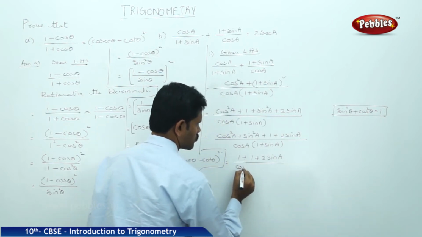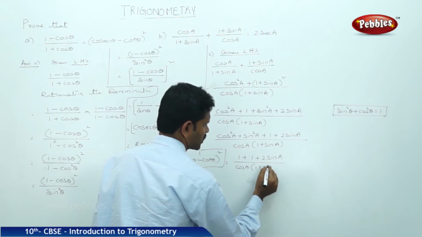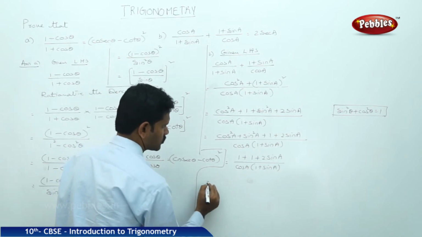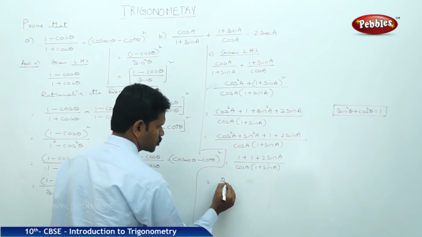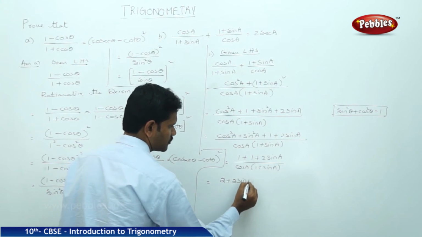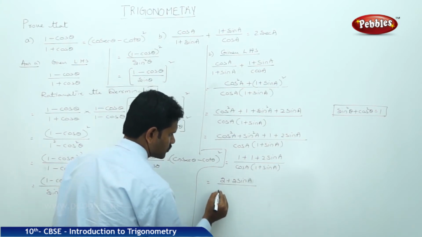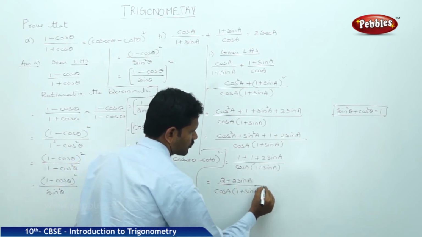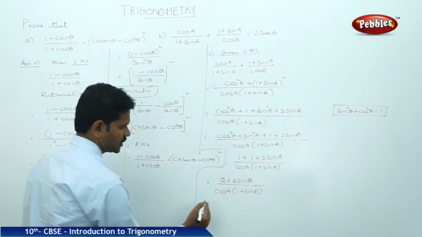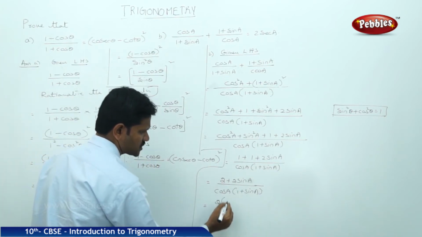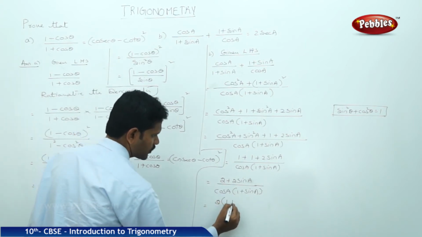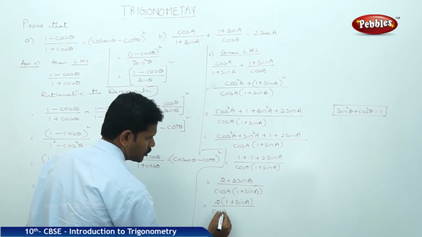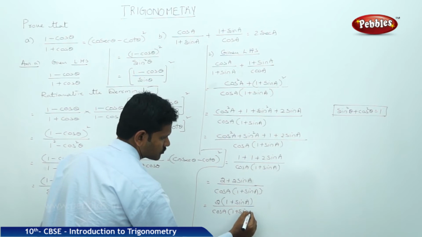by cos A into 1 plus sin A, that is equal to 1 plus 1, 2 plus 2 sin A by cos A into 1 plus sin A, that is equal to, in the numerator I will take 2 as a common, that is 1 plus sin A by cos A into 1 plus sin A.